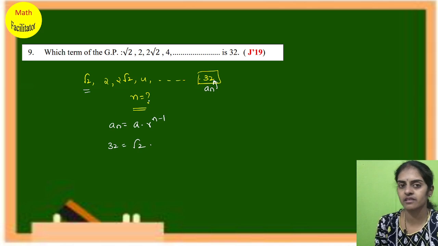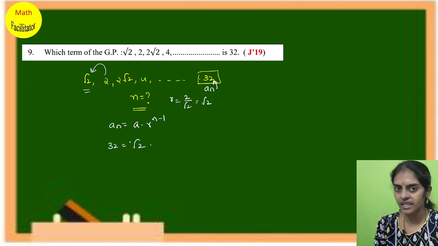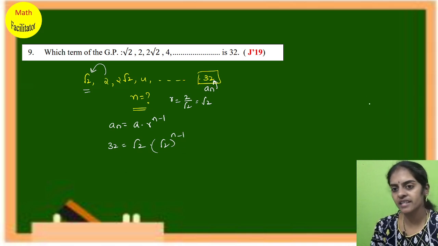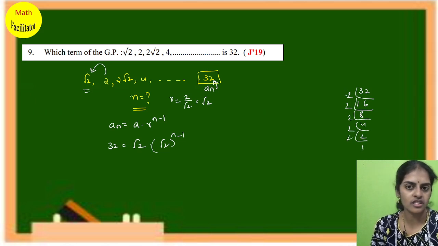R is how much? R is nothing but the ratio of these two. So R is 2 by root 2. So what is the ratio? Root 2. Okay, it is nothing but root 2. So root 2 whole power n minus 1. You don't know n. Okay, so 32 I can write as what? If I prime factorize 32, 2 8s are, 2 4s are, 2 2s are, 2 1s are. So 32 I can write as 2 raised to the power 5.